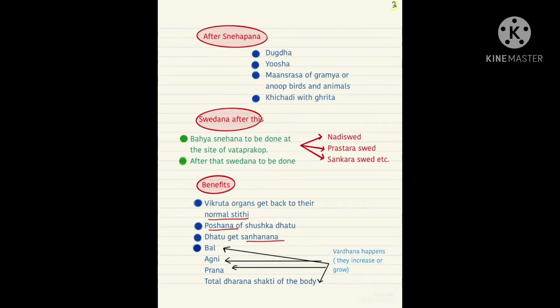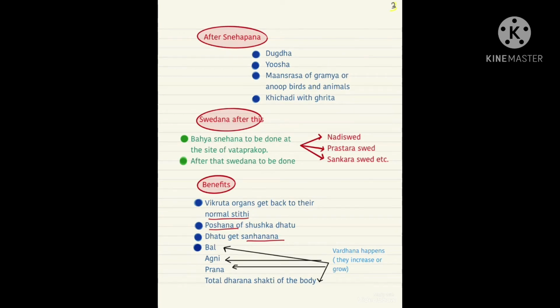Okay, now what are the benefits of this? The Vikruta organs will get back to their normal sthiti. So the organs that are defected, they'll get back to their normal condition. The Shushka Dhatu will get Poshana. There will be nutrition provided to the Shushka Dhatu, and the Dhatu will get Sanhanan. Also, the Bal, Agni and Prana and the total Dharana Shakti of the body will be increased, or Vardhan will happen of Bal, Agni, Prana and total Dharana Shakti. So there will be Bala Vardhan, Agni Vardhan, Prana Vardhan and Dharana Shakti Vardhan of the body. So these are the benefits when Snehapan, and after that this Swedan is done.